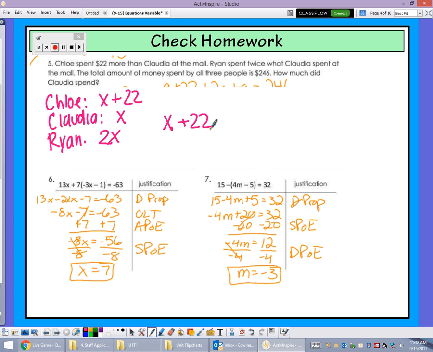It says the total amount is $246. What does total mean? How do I find the total of something? If I'm looking to find the total of something, how do I find the total of something? Jorge, if I'm looking to find the total, what do I need to do with the numbers?